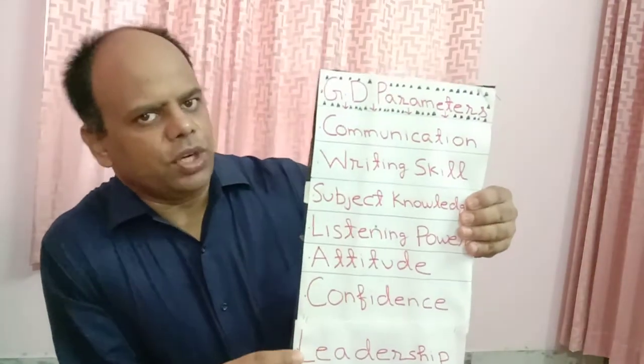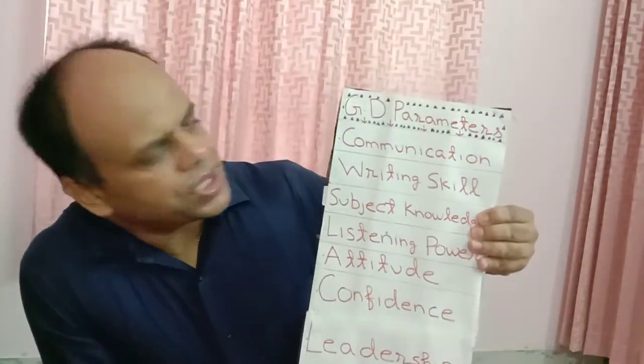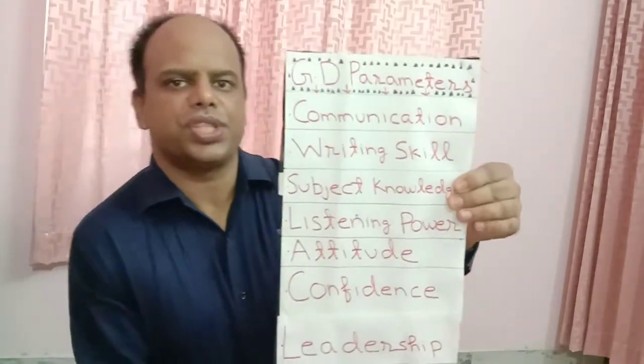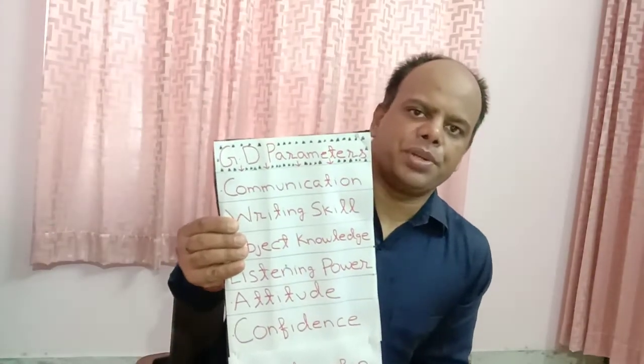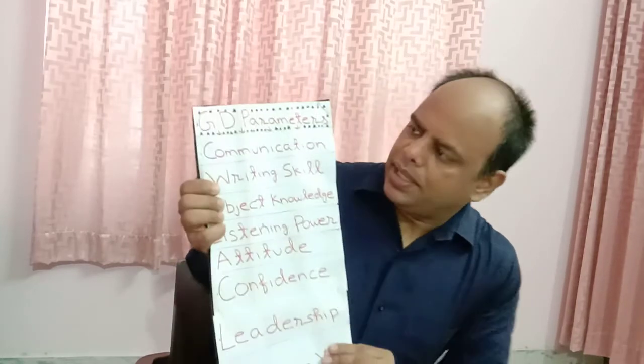Now there are certain criteria on the basis of which we can ensure success of a group discussion. What are these criteria? Let me tell you. Have a look at this, ladies and gentlemen. I have prepared this chart. According to this chart, there are a few group discussion parameters that we must keep in our mind.